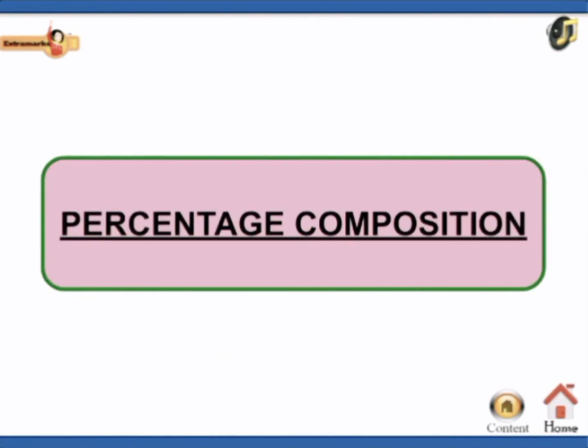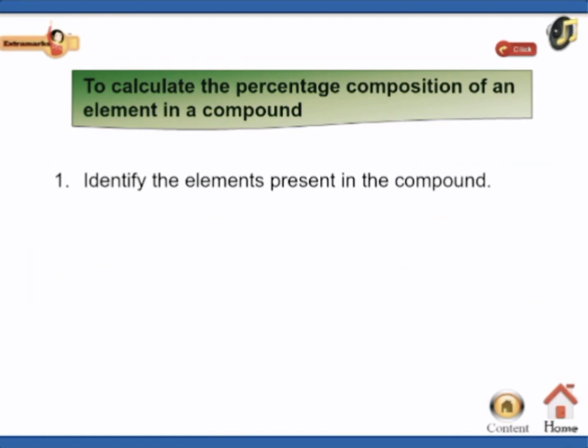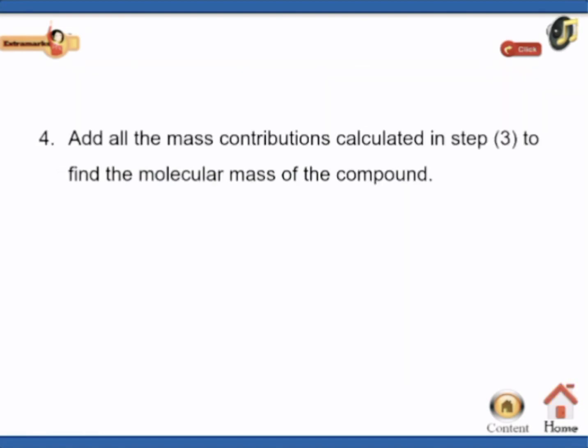Percentage composition. A percentage composition of a compound is the percentage by weight of each element present in it. The steps to calculate the percentage composition of an element in a compound are: identify the elements present in the compound, add all the mass contributions.